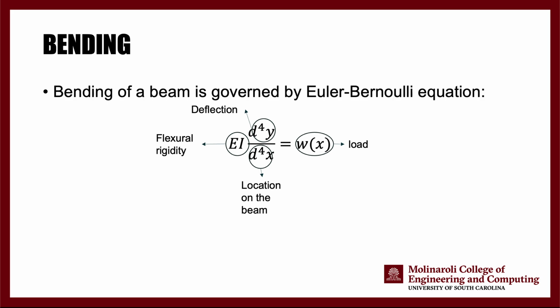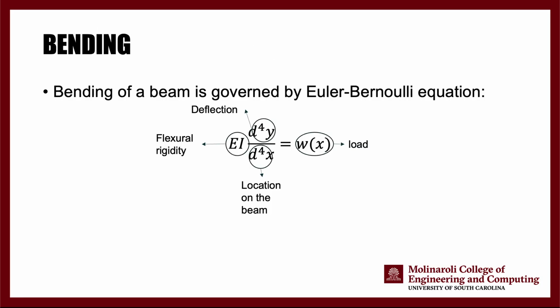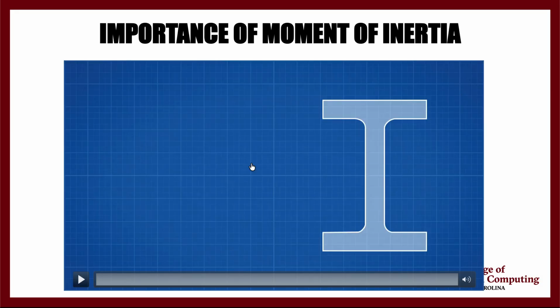This load can be a distributed load or can be just one load that is applied anywhere on the beam. Okay, moment of inertia, as you saw in this equation, plays a very crucial role in beam analysis. You can see it is right here directly, and is contributing to the flexural rigidity of the beam. Why is the moment of inertia important?